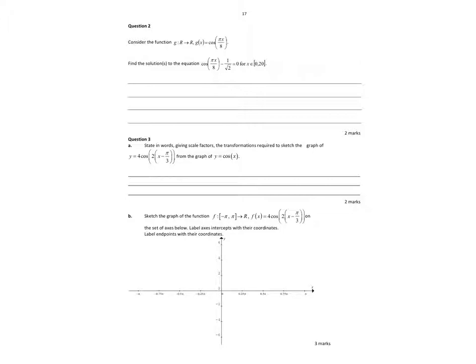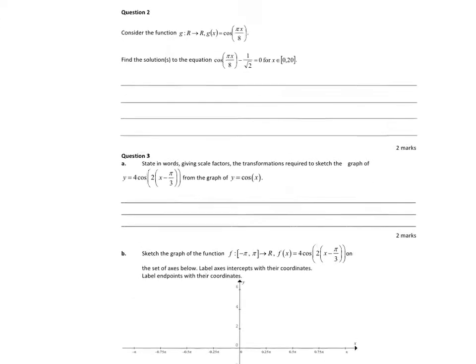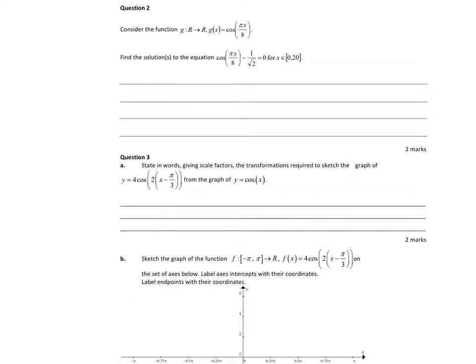Okay, so we want to find the solutions to the equation. The first thing we need to do with any trig equation is just to rearrange it so that the trig function is on the left and what we're solving for is on the right. So let's get cos pi x on 8 is equal to 1 over root 2.